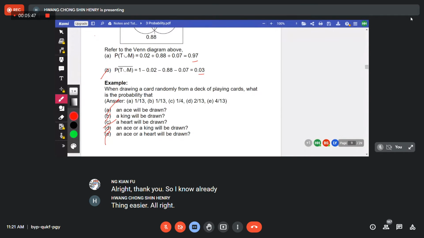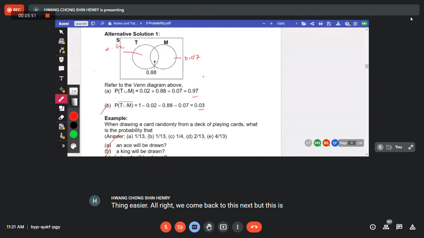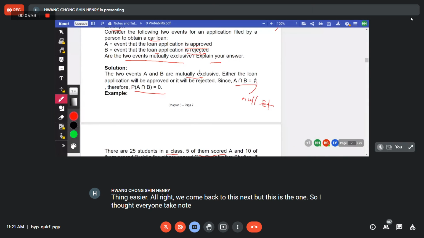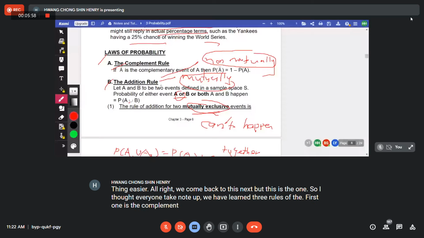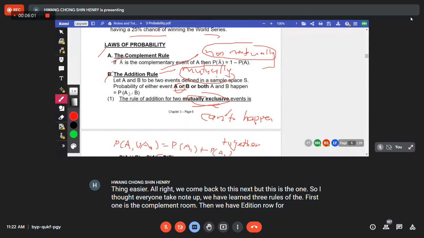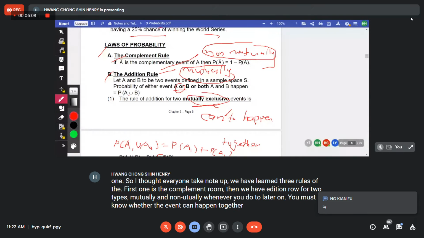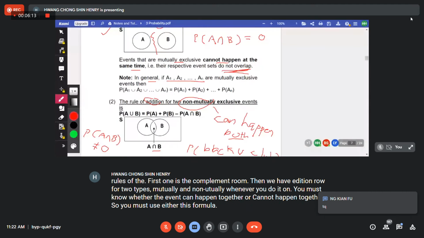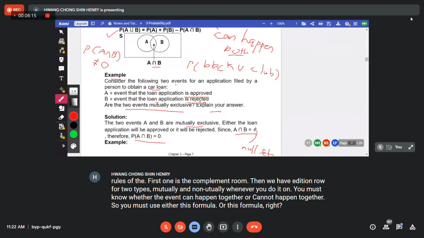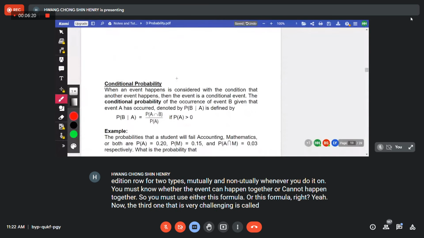All right. We come back to this next part. This is the one, so I hope everyone takes note. We have learned three rules. The first one is the complement rule. Then we have the addition rule for two types, mutually exclusive and non-mutually exclusive. Whenever you do a tutorial later on, you must know whether the events can happen together or cannot happen together. So you must use either this formula or this formula, right? Now, the third one that is very challenging is called conditional probability.